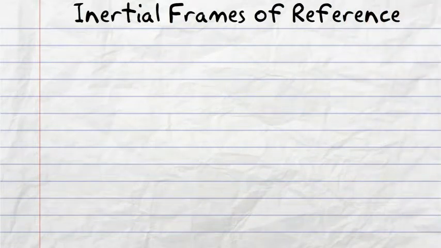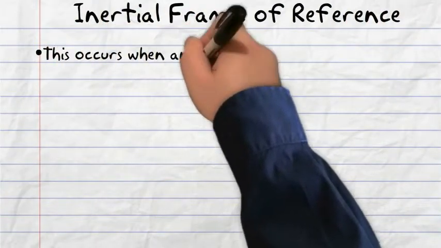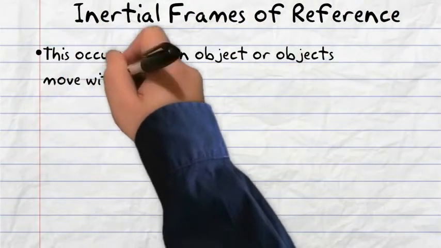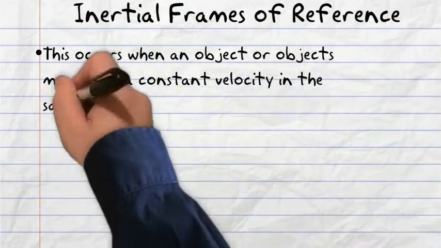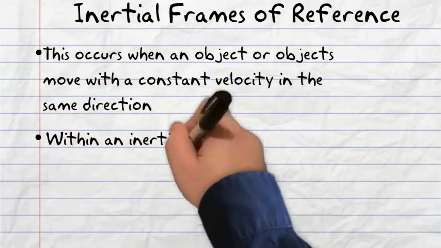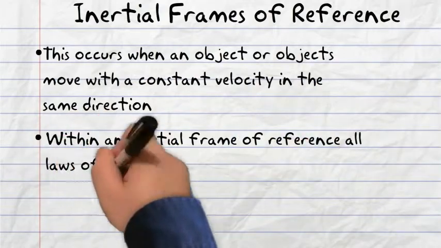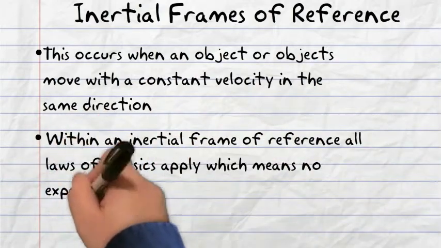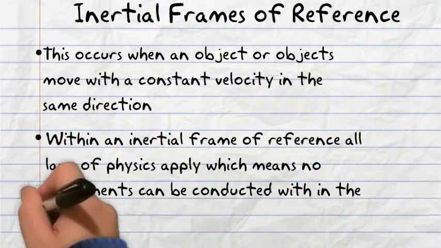The second postulate is the inertial frame of reference. This occurs when an object or objects move with a constant velocity in the same direction. Within an inertial frame of reference, all laws of physics apply, which means no experiments can be conducted within the frame to prove it's in motion.